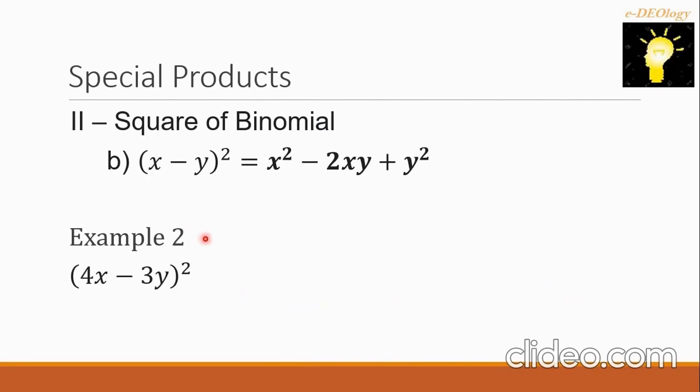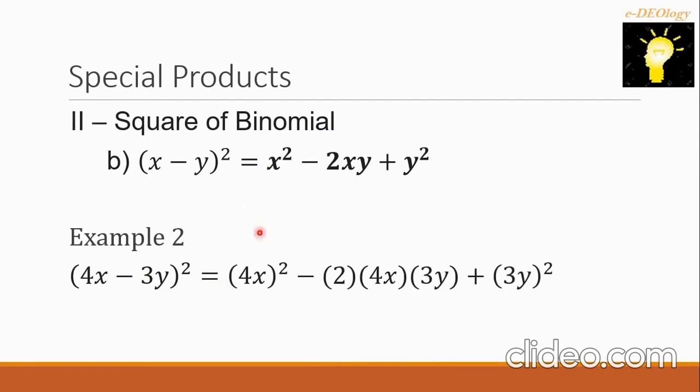Let's have example 2. 4x minus 3y all raised to 2. So our three terms: the 4x is squared here in the first term, and then minus, I will put my constant 2. Then I will copy the 4x here, the 3y here. And then plus, for the third term, the 3y is squared on the last term. And then we will simplify all the three terms.